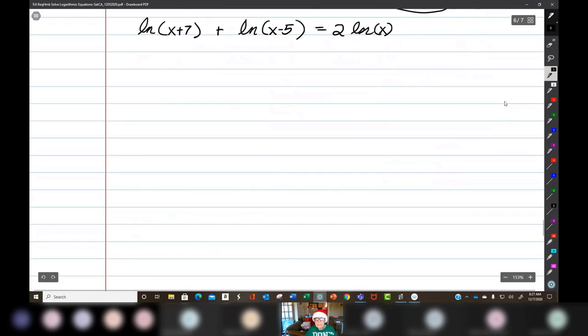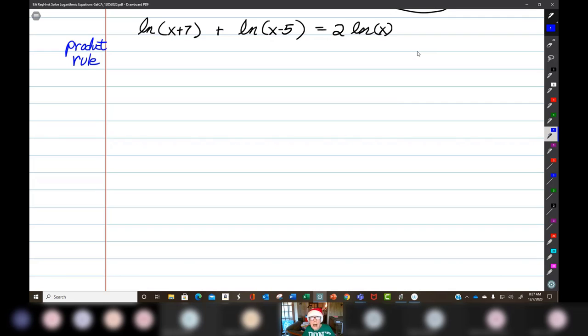Now, we're going to use the product rule. I would like to use red, but not everybody can see red. So, we're going to use the product rule for logarithms over here. And on the other side, we're going to use the power rule for logarithms. Why? Well, I'll tell you in a minute.